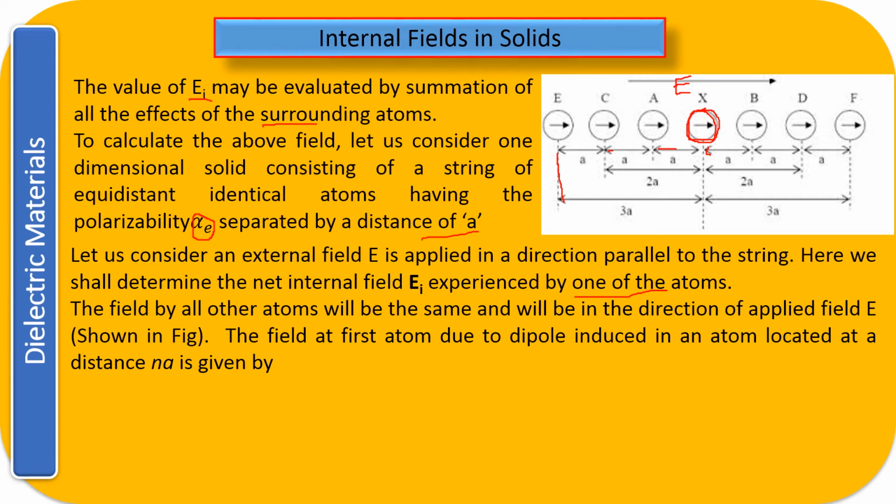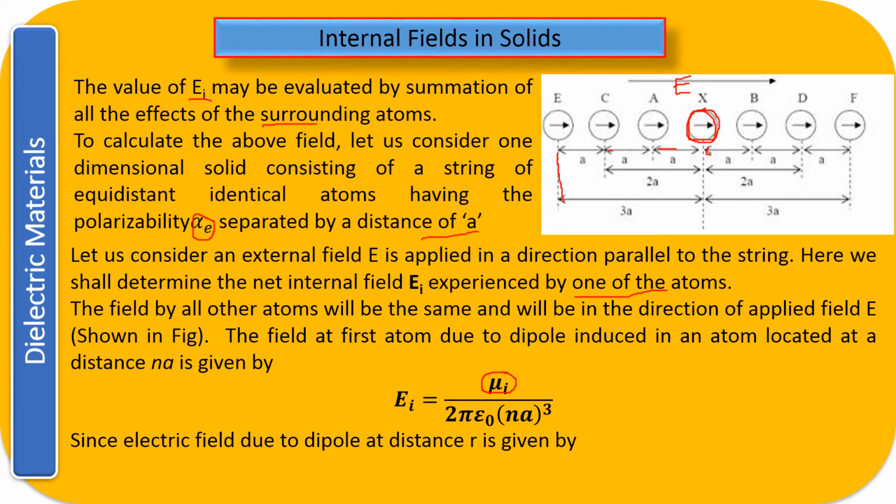And then we'll be taking the sum from 1 to n. So let us proceed and let us see. What I can say, the internal field will be given as mu I upon 2 pi epsilon naught into Na upon 3, because you must be knowing this formula. The electrical field is given by because of a dipole.